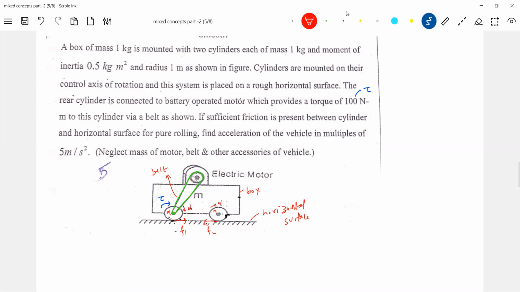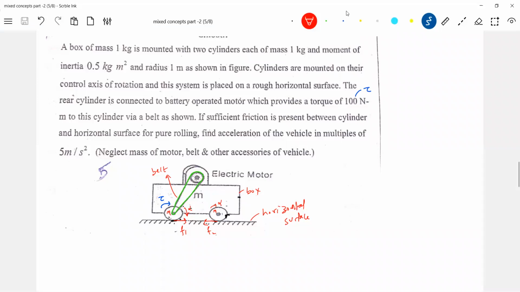It will set up a torque. Alpha is not an angle. Alpha is not an angle. Why will both the cylinders have the same alpha? Because in a vehicle, both the rear and front wheels will have the same angular velocity. Check it once.